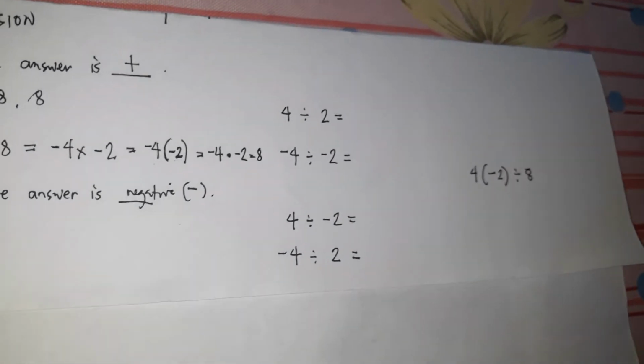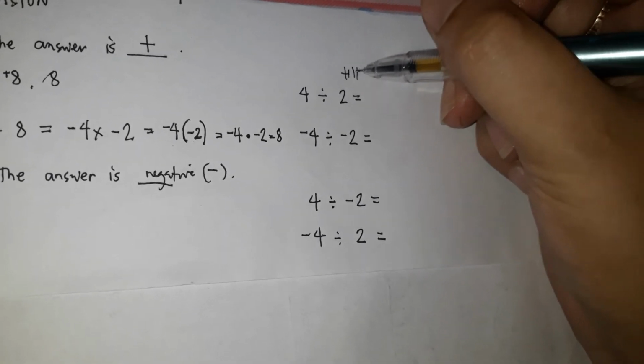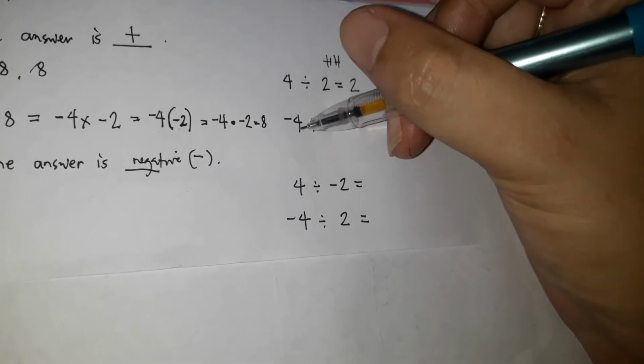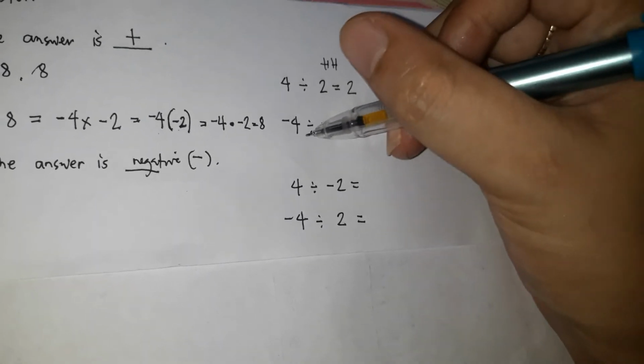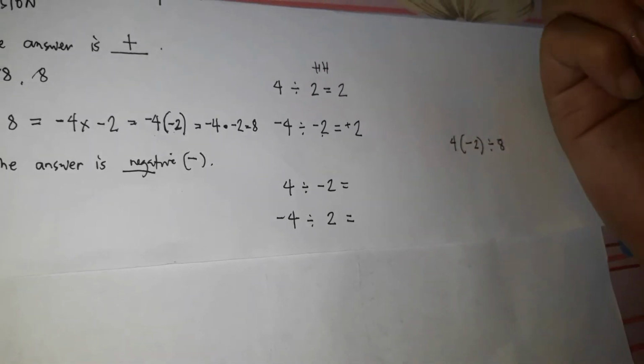Next, divide. Let's go to divide. 4 divided by 2 is, ang 4, hatiin sa 2, 2. Negative 4 divided by negative 2, magkaparehong sign, so the answer is positive 2.